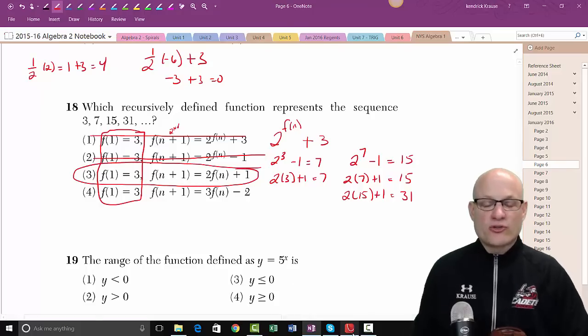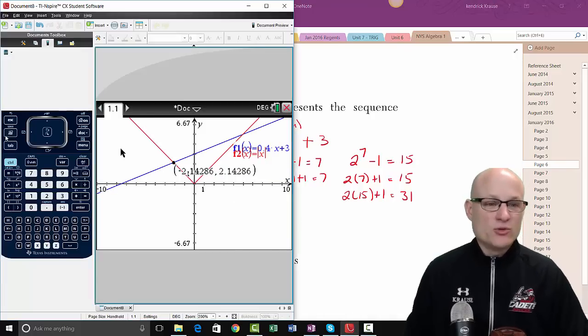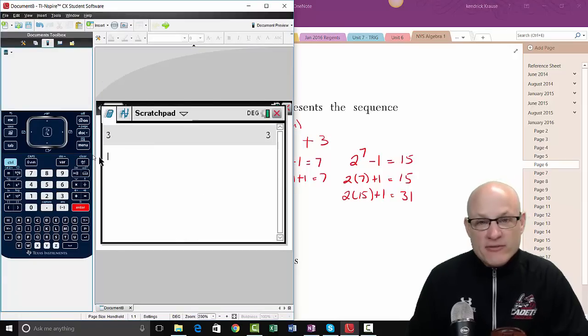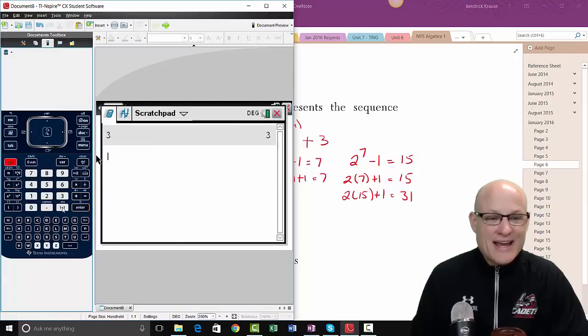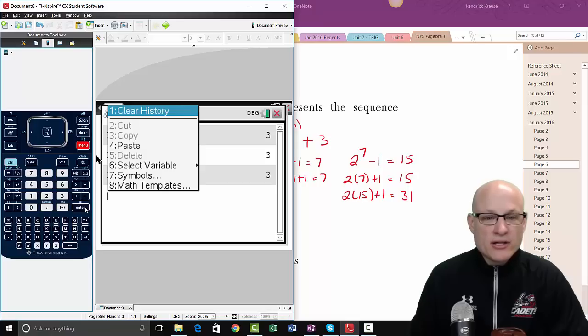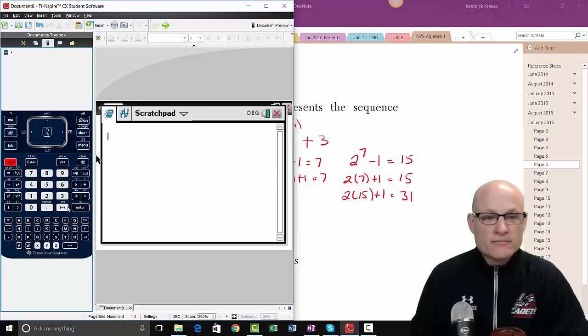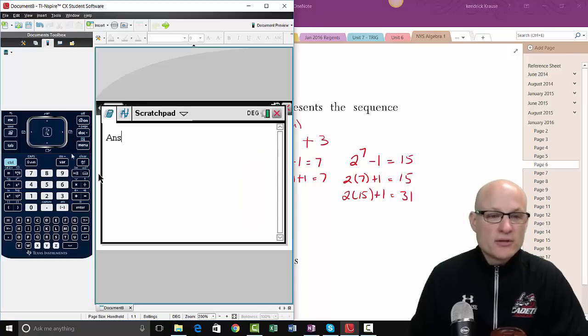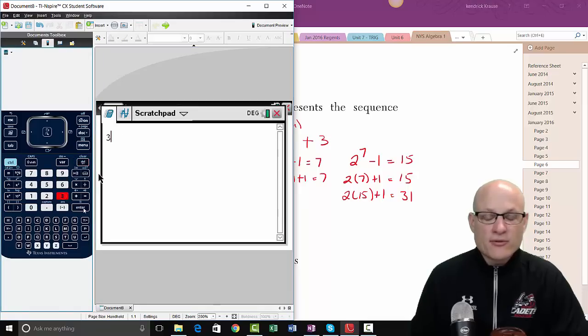Let me show you how to do recursive on the calculator. It's kind of cool, actually. So we'll go into calculator mode, and I'm just going to type in 3 because that's my first value. Now that's stored in answer. So anytime I click on answer, it's 3. So now what I'm going to do is still have answer in there. Oops. No, I don't have answer. I cleared it. So let me delete. 3, enter. Do that, 3.